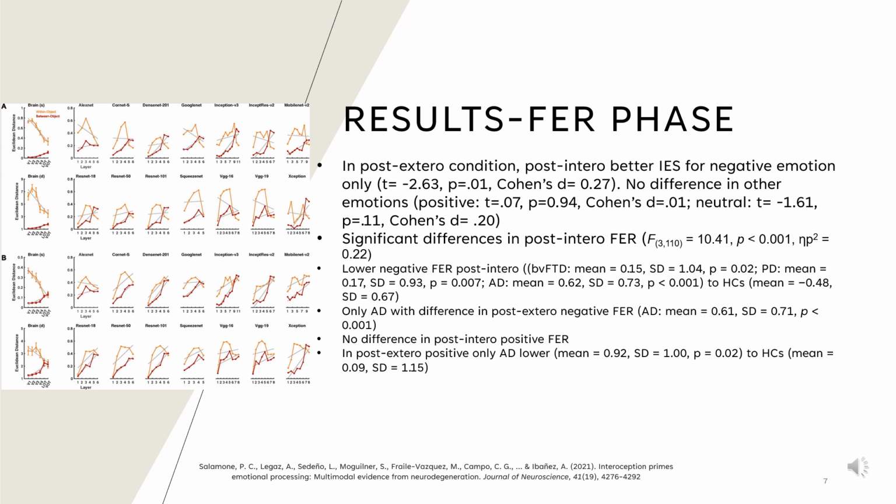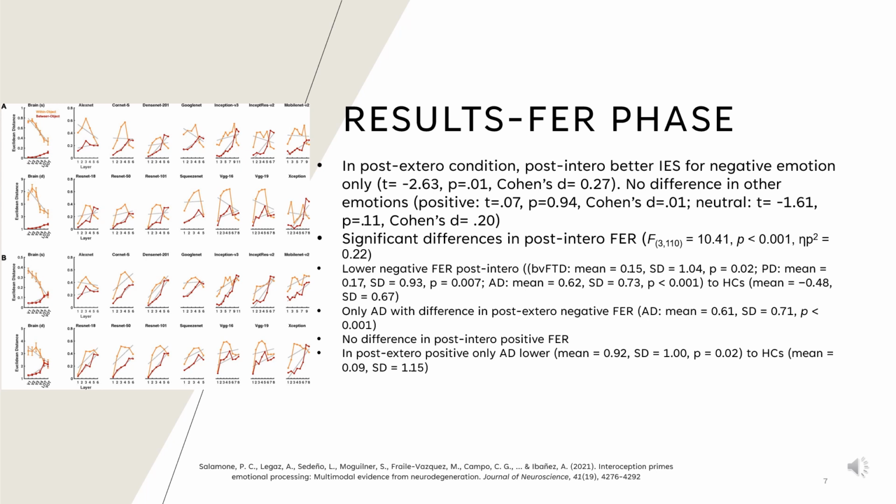In contrast, while significant differences were found between groups in the post-exteroceptive negative FER, post-hoc comparisons revealed deficits in only the Alzheimer's disease sample, that had a mean of 0.61, standard deviation of 0.71, and a p-value less than 0.001, relative to the healthy controls that had a mean of negative 0.33, standard deviation of 0.62. The other groups did not exhibit significant differences against healthy controls in post-extero outcomes.